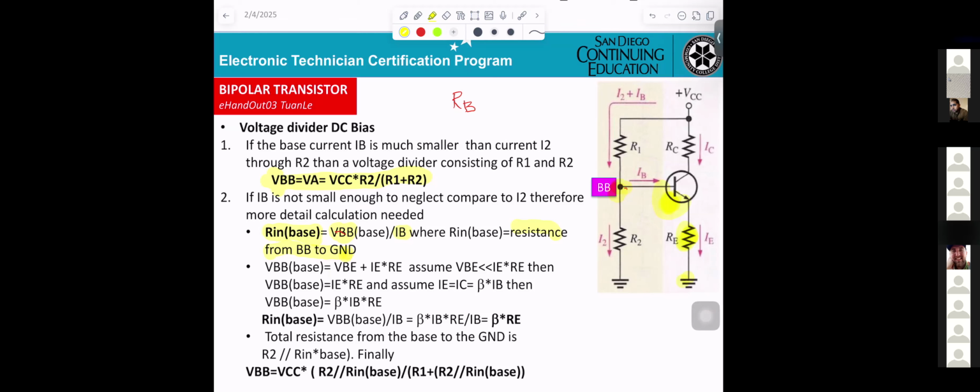Basically, that one they gave to you, the formula here. R in base equals VBB divided by IB, the same as beta times IB times RE divided by IB. This is the final formula. You take beta times RE, you can get R in base.